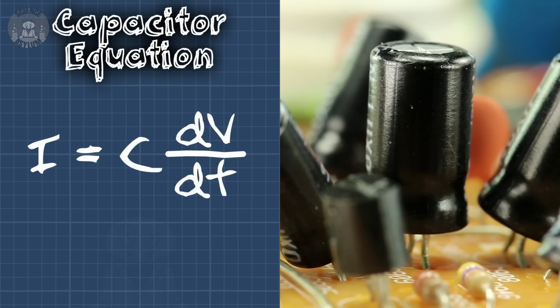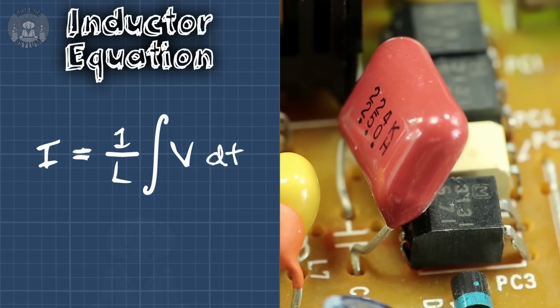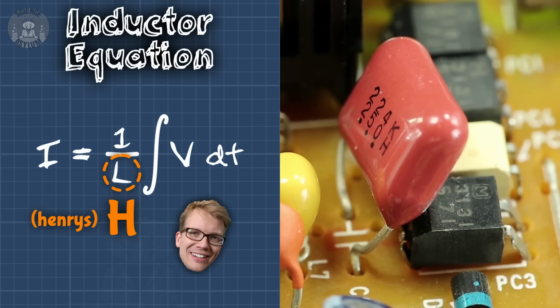For capacitors, the response looks like this. The unit is farads, named after Michael Faraday of Faraday's law fame. Inductors respond to voltage like this. The unit is henries, or hanks as I like to say. Ridiculous.